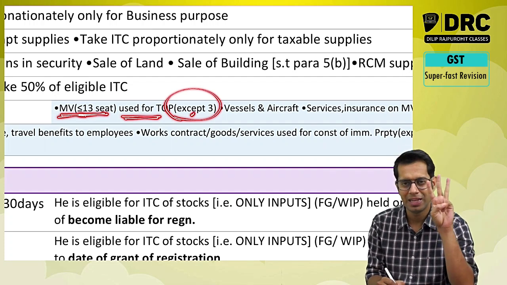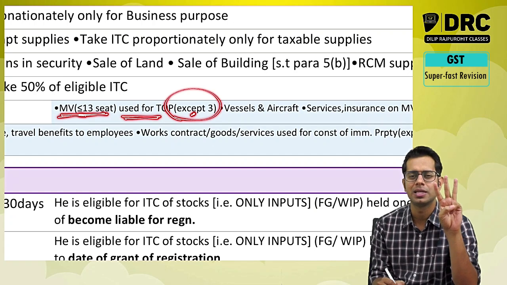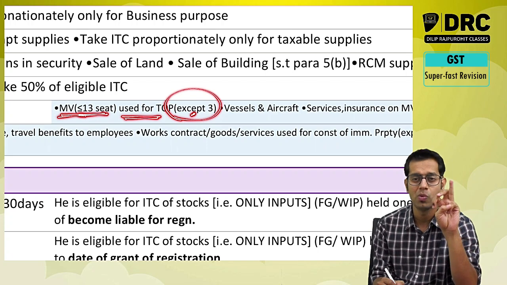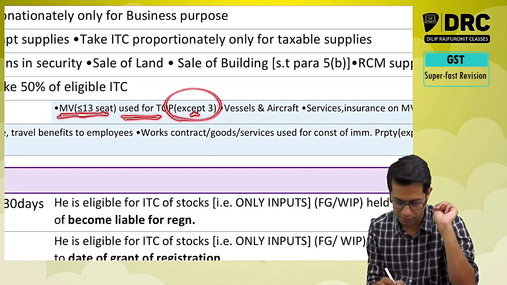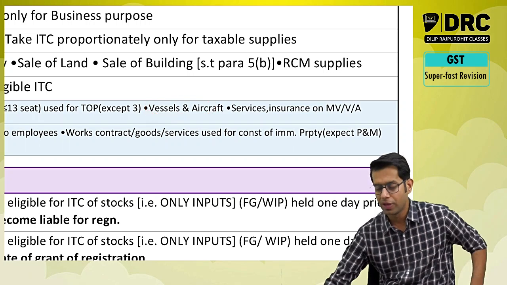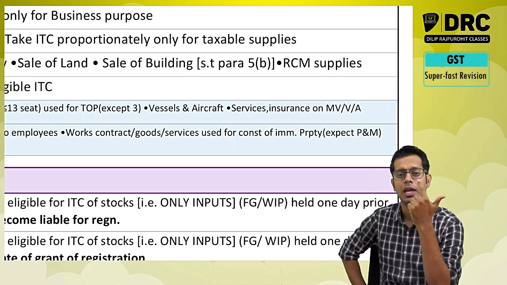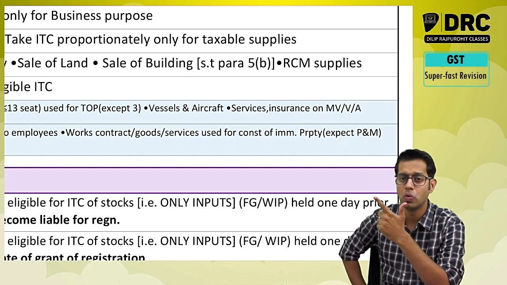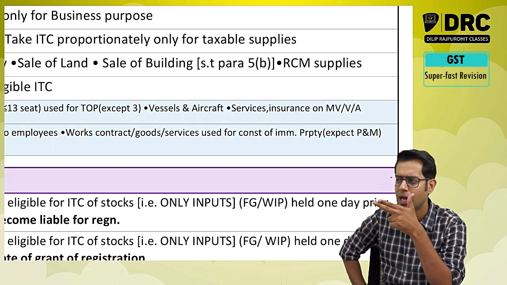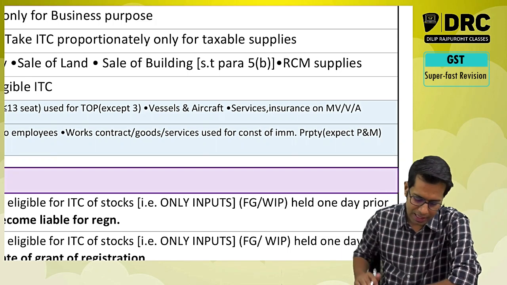However, in 3 cases, ITC will be allowed even if the motor vehicle has a seating capacity of less than 13. Which are these 3 cases, sir? If the motor vehicle is used for transportation of passengers, if you are in the business of further supply of motor vehicles, and if you are in the business of training in motor vehicle driving. ITC cannot be taken in case of aircraft and vessels. However, ITC can be taken in case of aircraft and vessels if you are in the business of further supply of aircraft and vessels, if you are in the business of transportation of goods through aircraft and vessels, if you are in the business of transportation of passengers through aircraft and vessels, and lastly, if you are in the business of training in vessels and aircraft.